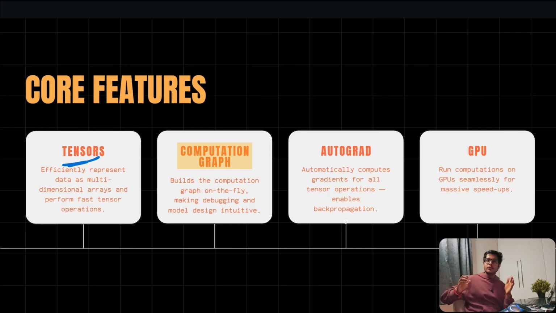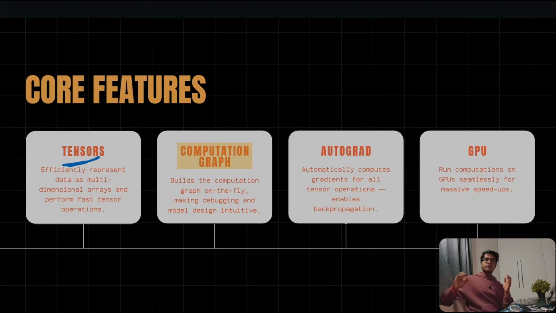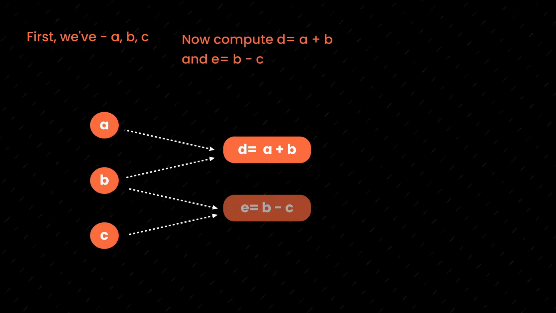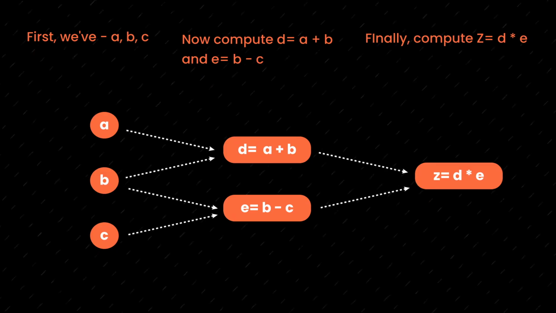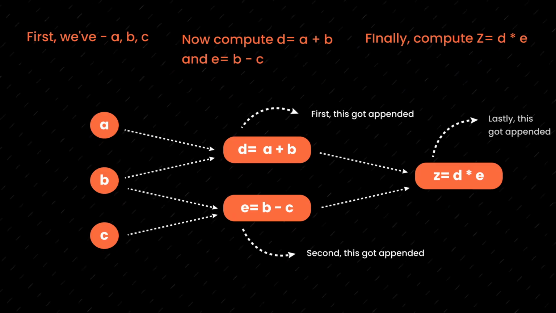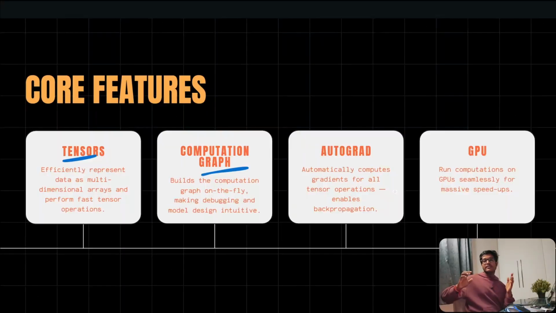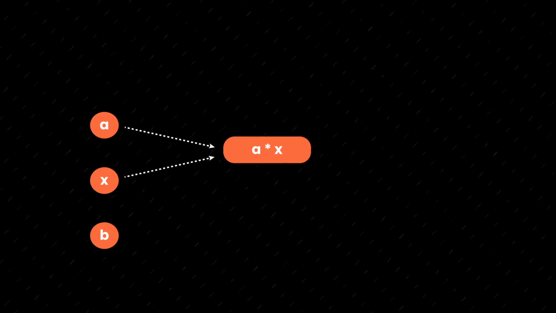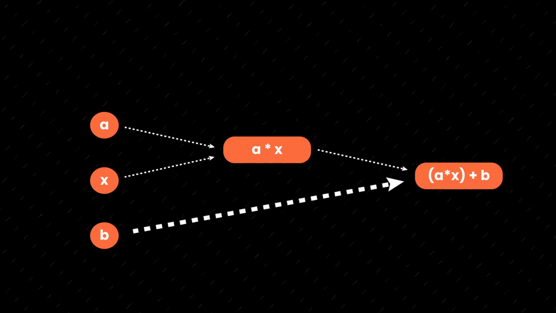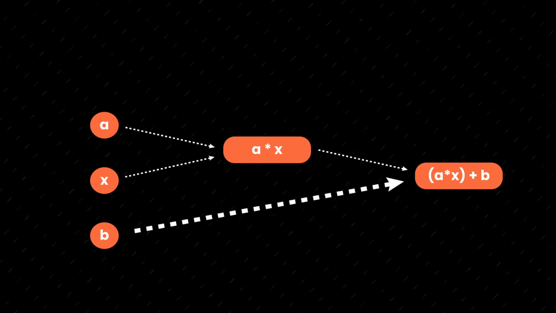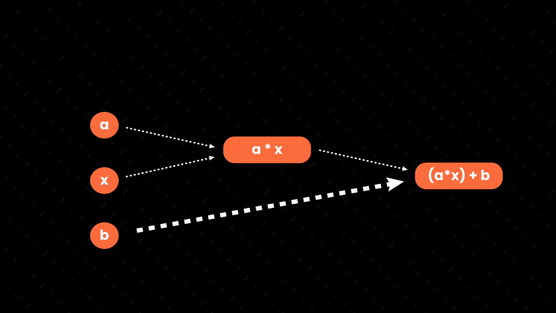So you can think of PyTorch as a note taker. Every time you perform any action or any operation, that operation gets appended into that computation graph, and it makes debugging very easy. So let's say we have an equation ax plus b, and we have our a node, x node and b node. First we perform our a times x, and then with that a times x we add our b node, and that is what a whole computation graph looks like for the equation ax plus b.